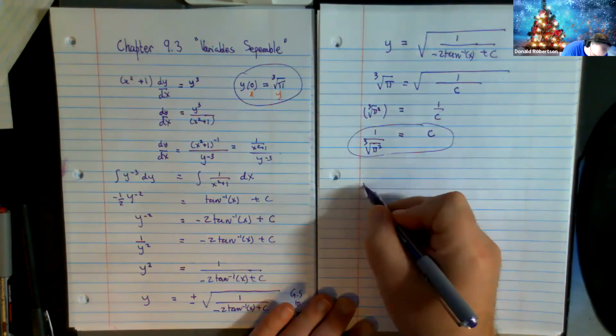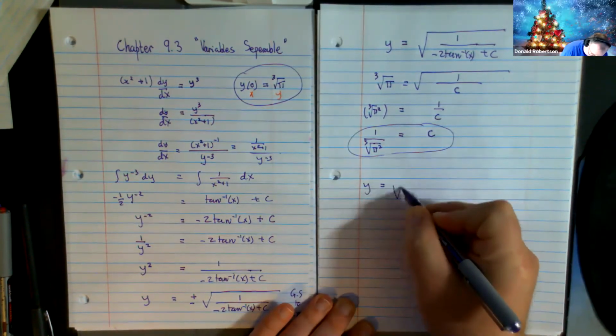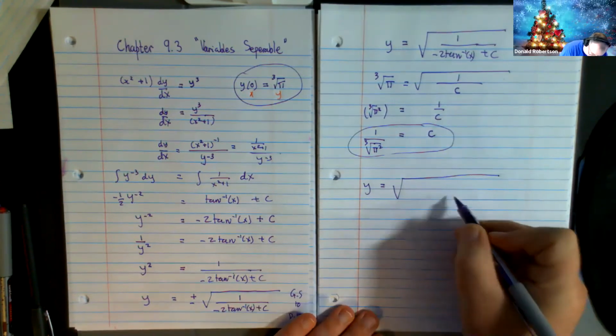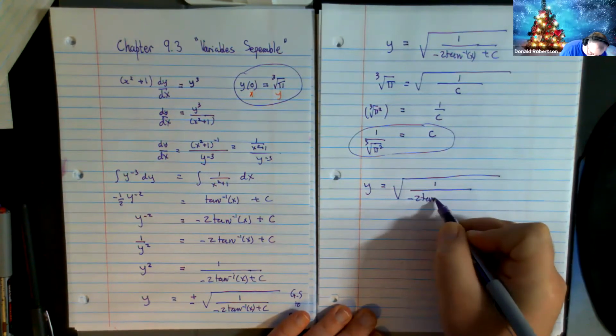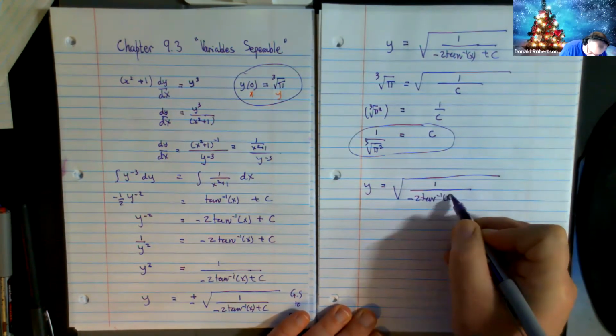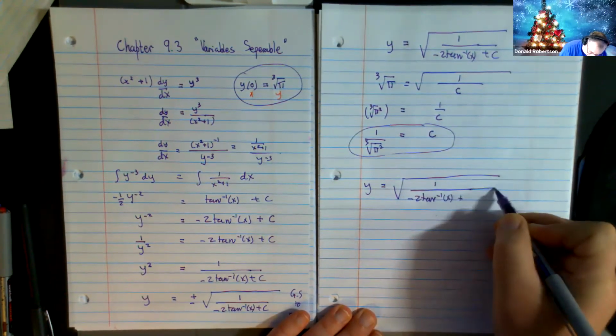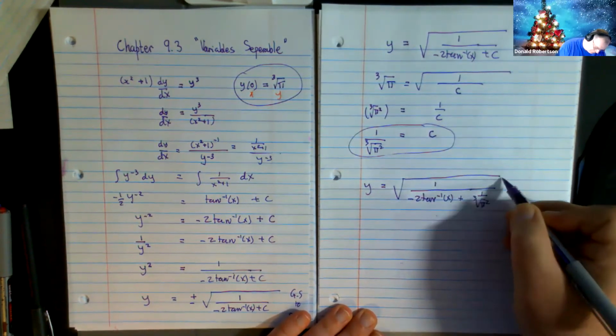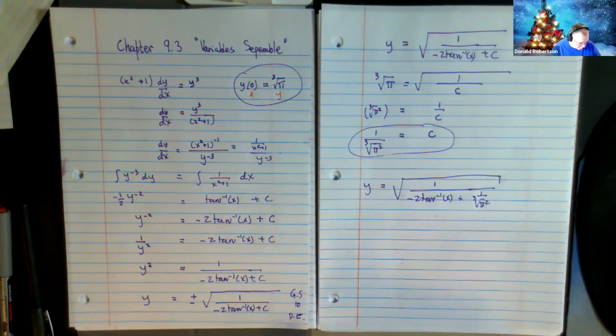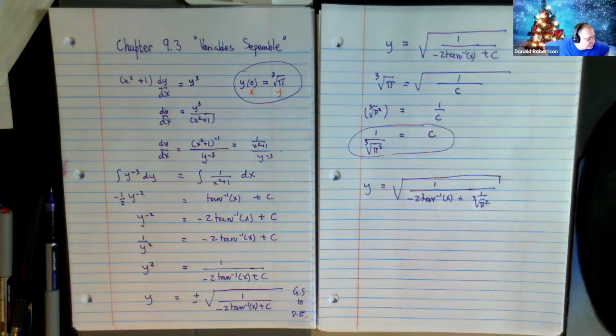So our particular solution is a positive square root of 1 over negative inverse tan of x plus 1 over that guy. Not the prettiest answer in the world, but that was because I created the question and not the textbook.